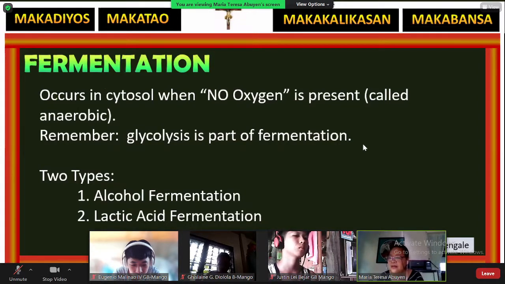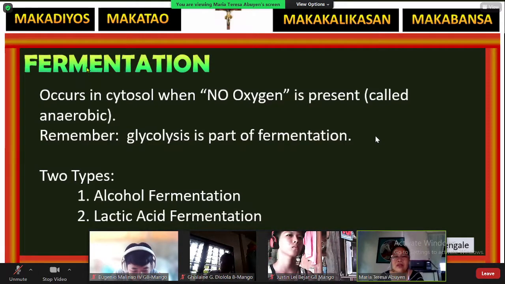So, in plants, if there is no oxygen present, then glycolysis will proceed to alcoholic fermentation, or alcohol fermentation. In animals, when there is no oxygen present in the cell, glycolysis will proceed to lactic acid fermentation. Lactic acid fermentation. Okay.